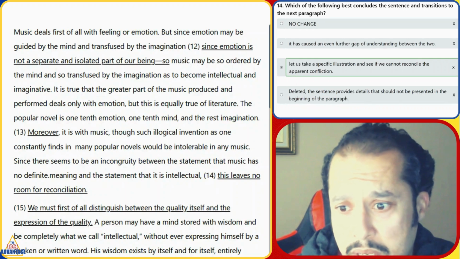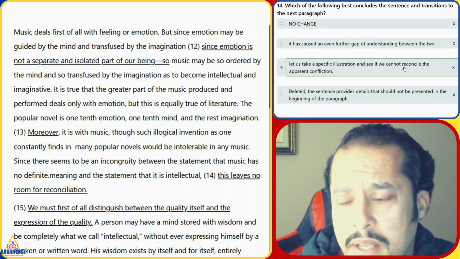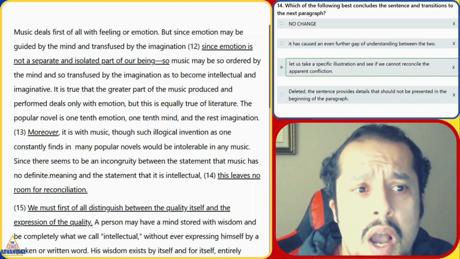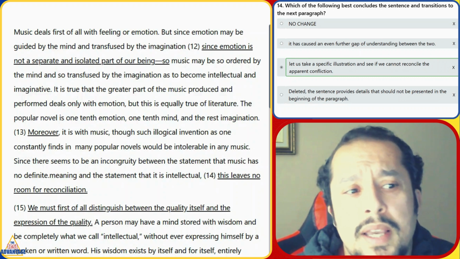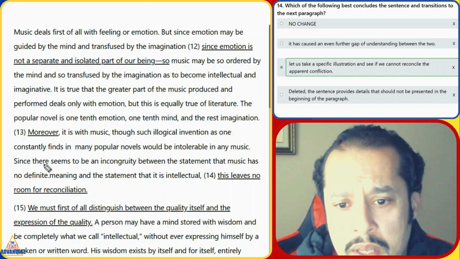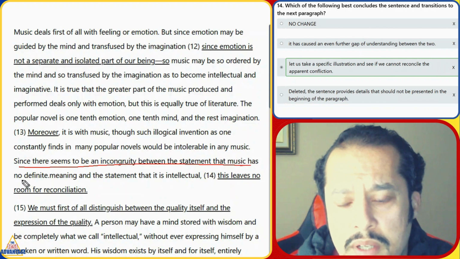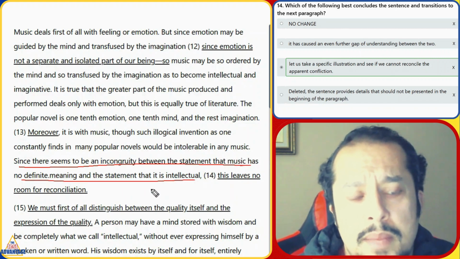I think here we said answer C. Let us take a specific illustration and see if we cannot reconcile the apparent confliction. ده أفضل حاجة conclusion الباراجراف. ليه؟ الباسج بيكلمنا عن here since there seems to be an incongruity between the statement that music has no definite meaning and the statement that it is intellectual. So هو بيقول الستيتمنت ده.